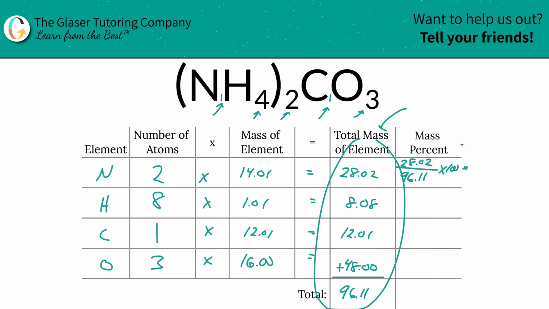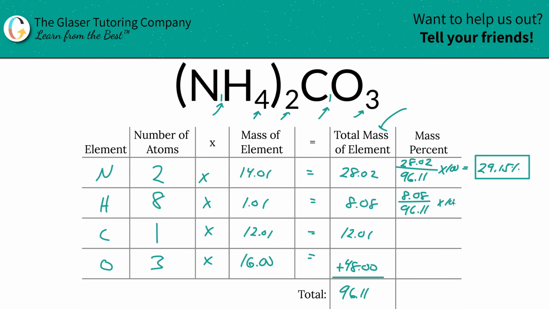That's how that table helps. It gives us beautiful structure. Now all we need is just to look at this column. So when we do the math there, it works out to be 29.15%. So that's the percent composition or mass percent of nitrogen. Same thing for hydrogen. Take the total mass of the hydrogen there, 8.08, divided by the total mass of the entire compound, multiply that by 100, and you get a mass percent here for hydrogen of roughly 8.41%.